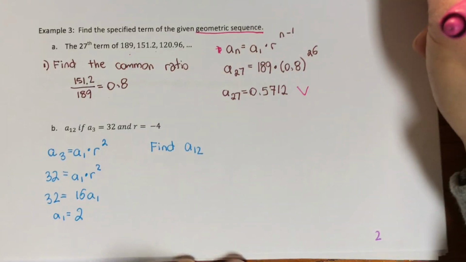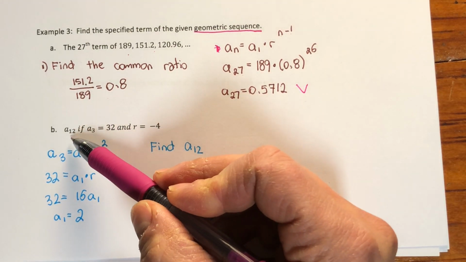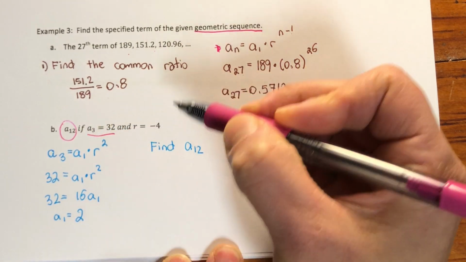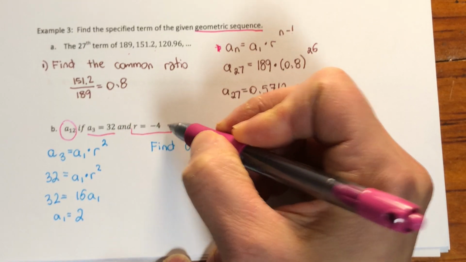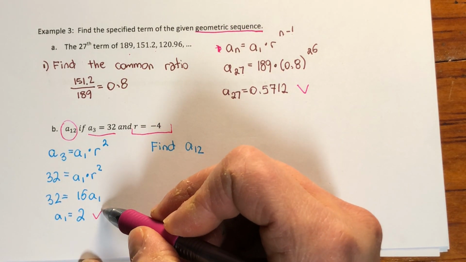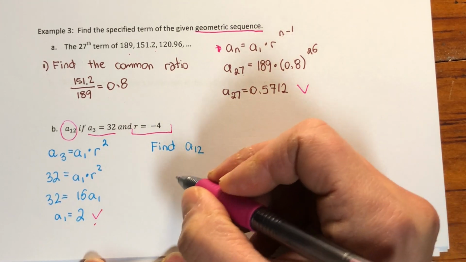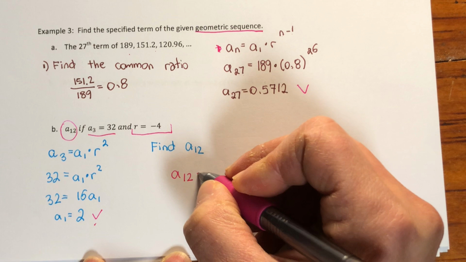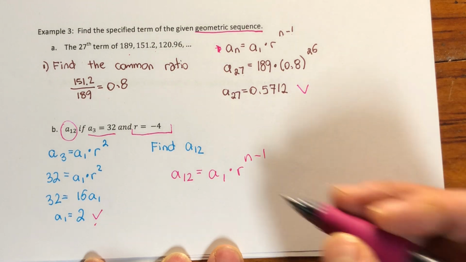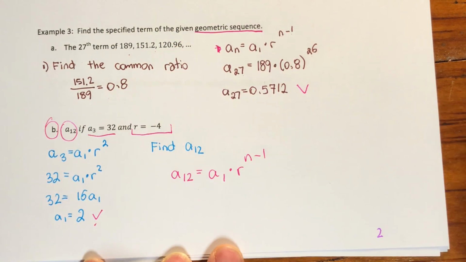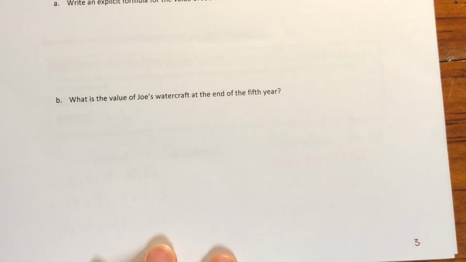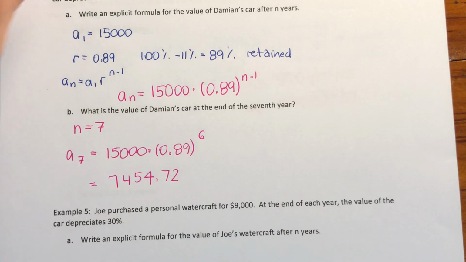There are different types of examples. If you look at this one, we want to find the 12th term if we know the third term and r. Notice that knowing this, I was able to find the first term. And now having the first term, we can find the 12th term using our formula. Just plug in the numbers and finish this one. All right, there's example number 4.